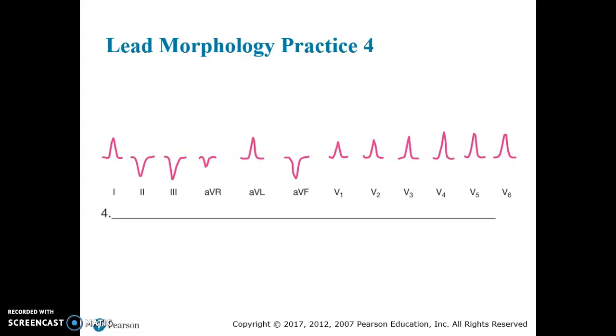Moving forward to the next one. Lead 1 is positive, as it should be. Leads 2 and 3 are negative, but they should be positive. AVR and AVL are okay. AVF is negative, but it should be positive. The precordial leads here are all positive, and this is completely abnormal. So again, here we have abnormal morphology.